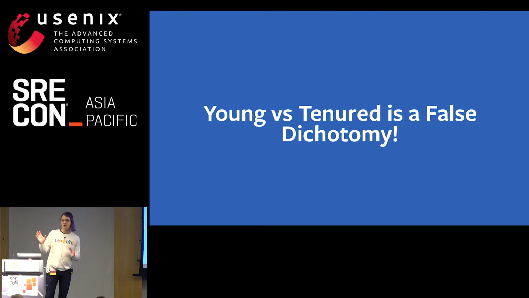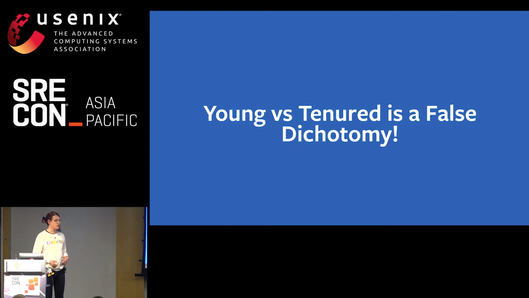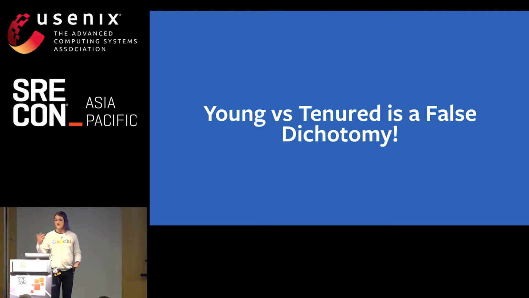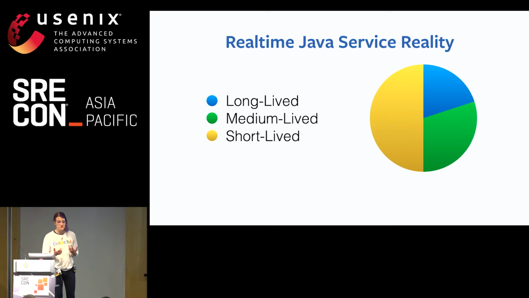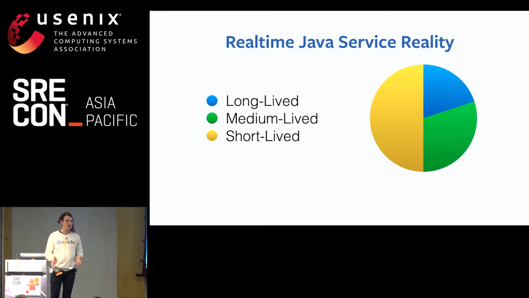And young versus tenured, like Eden space versus tenured space, dies instantly versus lives forever, these are kind of false dichotomies. And so we have this implicit assumption in G1 about liveness, which is that we have long-lived and short-lived, and that's it. But for Messenger, in particular, lives for 15 minutes does not mean lives forever. For us, we really decided we thought more of this as medium-lived. We have short-lived objects, medium-lived objects, long-lived objects. So how do we take a dichotomy and move it into a trichotomy? Well, it doesn't work well for us.